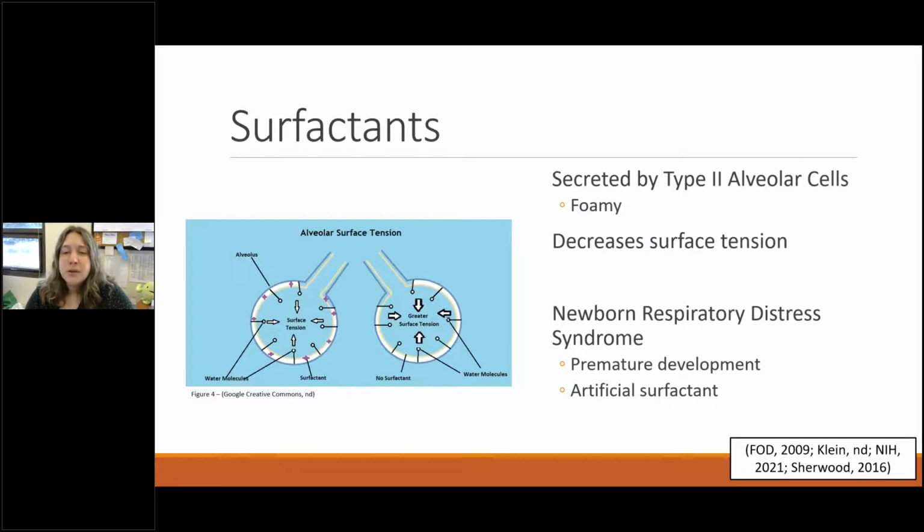Often we will see in premature babies that their lungs are not fully developed and do not have the ability to produce these surfactants. Therefore, every breath is the opening of alveoli against great surface tension.